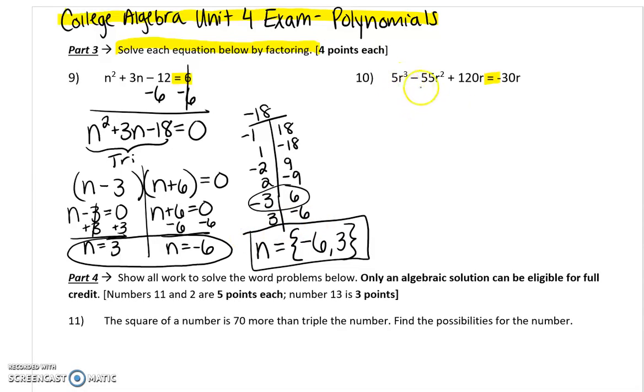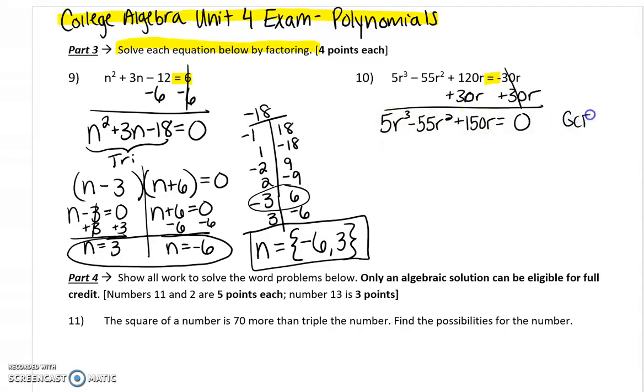In number 10, we notice that this equation is not set equal to 0. So the first thing that I'm going to do is add 30r to both sides so that this equation can be set equal to 0. I'm going to bring down any terms that cannot be combined with anything, and I am going to combine the terms that can be combined. This gives us a positive 150r. Now we need to factor this trinomial.